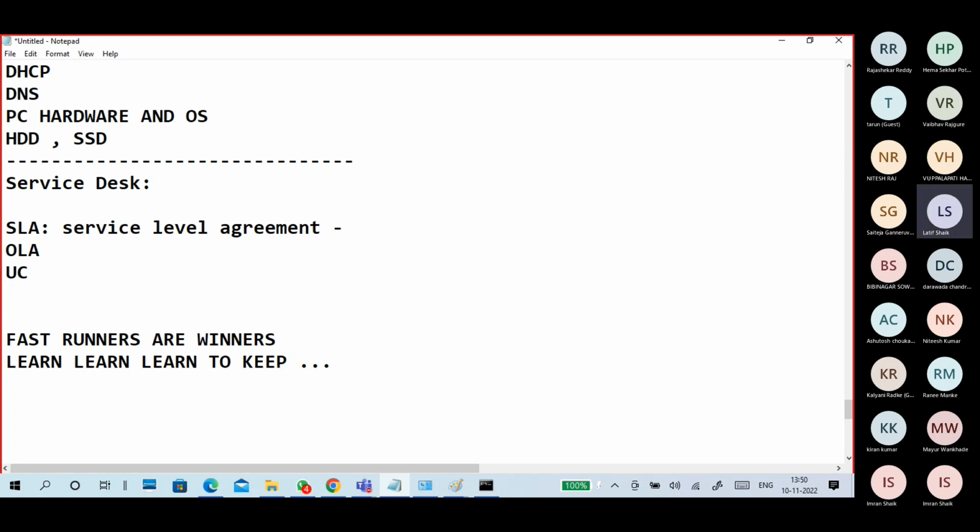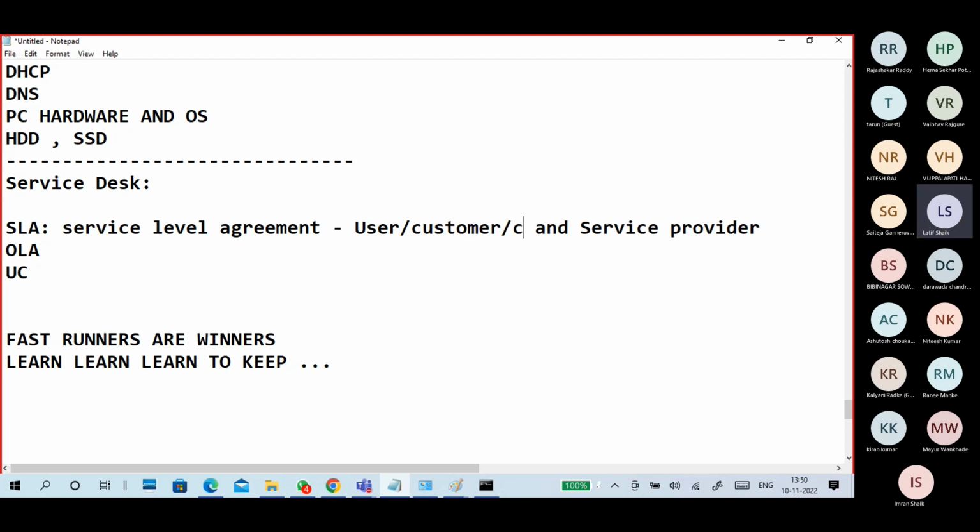So between whom to whom? User and service provider. Okay. It is an agreement between a user or a customer and a client. Someone told that one, user, customer, two or three words before, but that is a good thing.